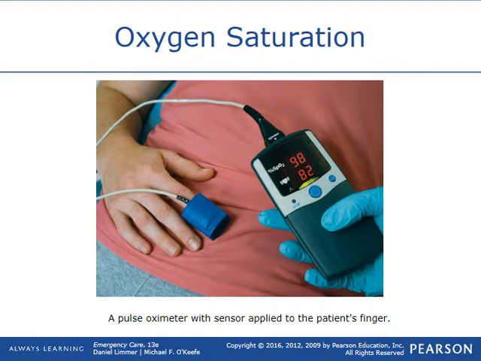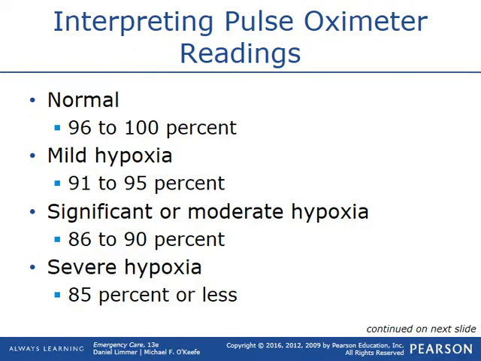Remember that a reading above 96% does not necessarily mean that you should withhold oxygen from a patient who is having signs and symptoms that indicate the need for oxygen. Normal pulse oximeter readings are between 96 to 100%. If a patient is experiencing mild hypoxia, you can expect to see their pulse ox readings in the 91 to 95% range. Once they get into significant or moderate hypoxia, you may see those fall into the 86 to 90% range. And severe hypoxia is going to be patients presenting with a pulse ox of 85% or less.